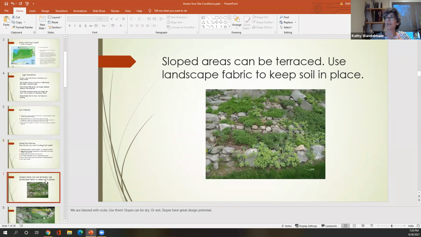Okay, let's go into a little more detail here about slopes. I happen to really like gardening on slopes. They have a lot of design potential. They can be very dry because naturally water runs downhill. And this particular garden here has maybe about, I don't know, 6 inches of soil, and then there's rock outcropping, ledge underneath here.